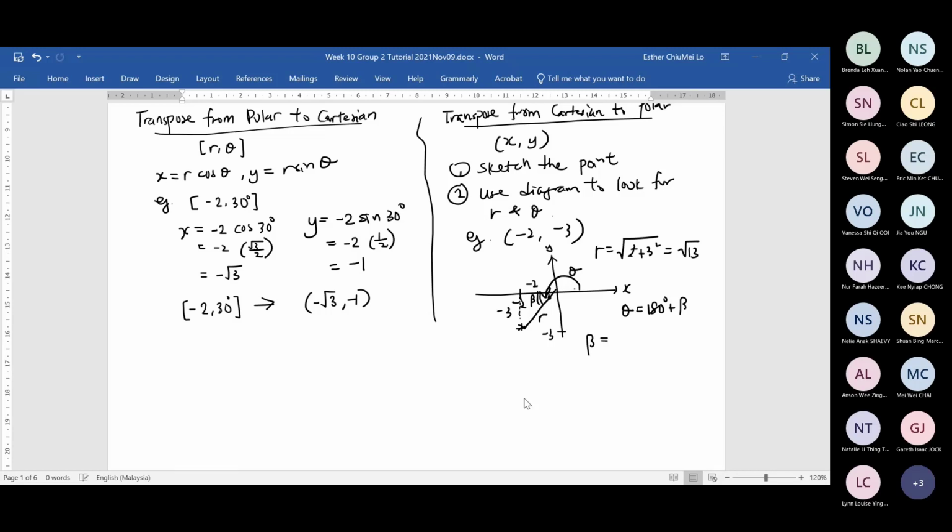The reference angle will be equal to arctan of opposite over adjacent, which is 3/2. If you evaluate using a calculator, you are supposed to get 56.31 degrees. So your theta will be equal to 180 plus 56.31 degrees, which, using a calculator, is 236.